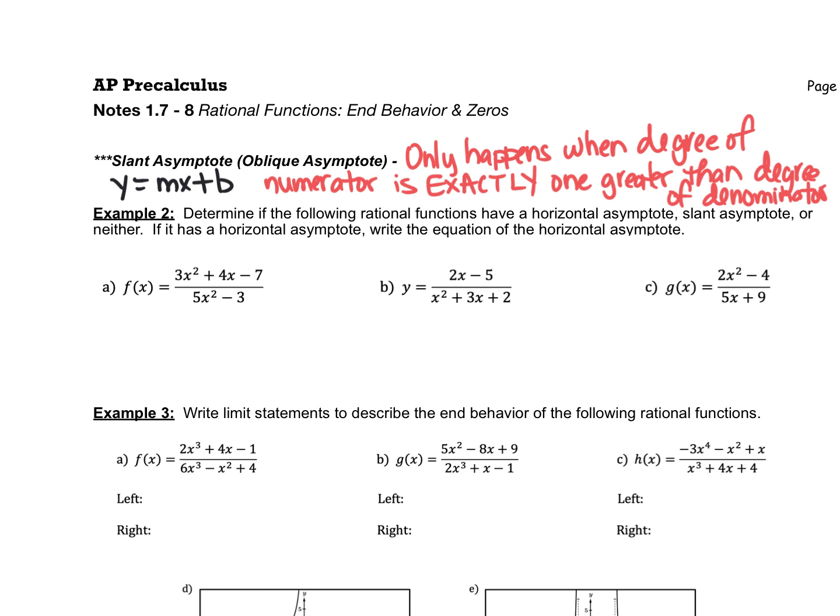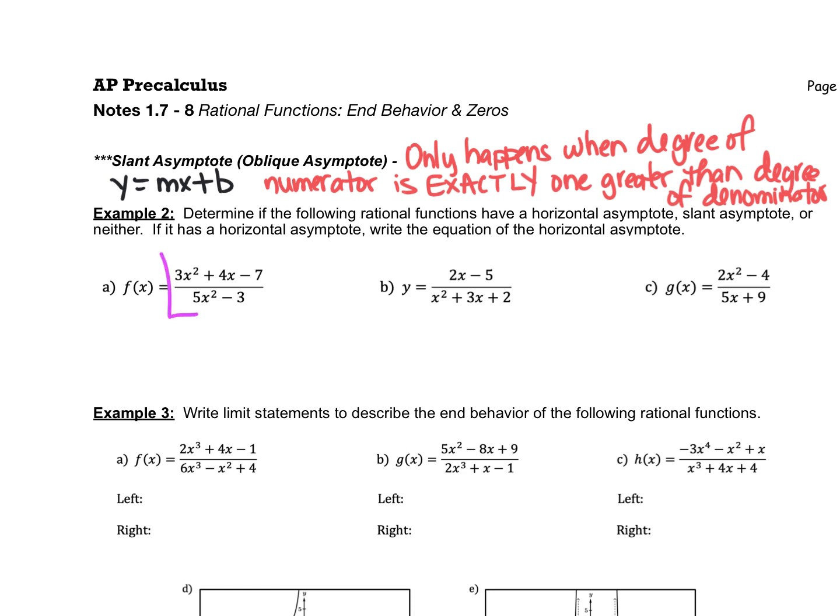All right, so let's look at these next 3, okay? We want to determine, do the following rational functions have a horizontal asymptote, a slant asymptote, or neither, all right? If it has a horizontal asymptote, then we want to write the equation of that horizontal asymptote. So using those 3 cases that we just talked about, let's look at the first one. We're going to look at those leading terms. We're talking about the degree.